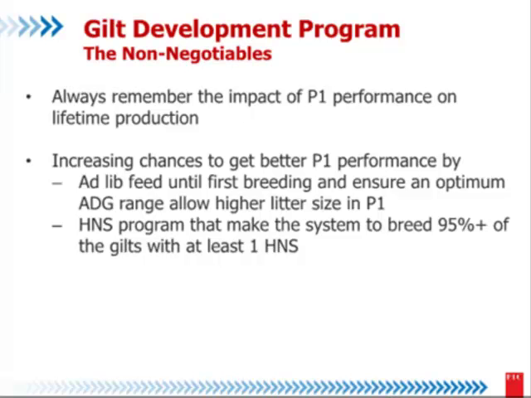And today, I believe that we can increase the chances to get better P1 performance with ad lib feeding until first breeding to ensure optimum growth rate, and a flushing effect going into that first breeding event to maximize litter size in P1, and a heat no service program where at least 95% of the gilts are getting bred on their second or third cycle.